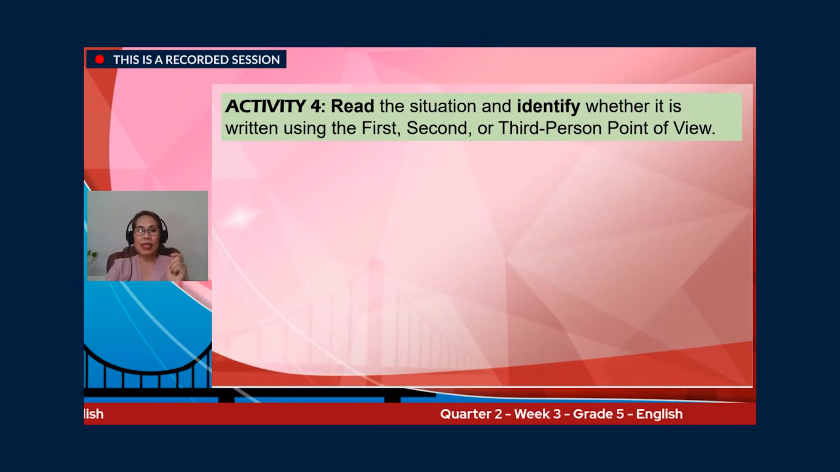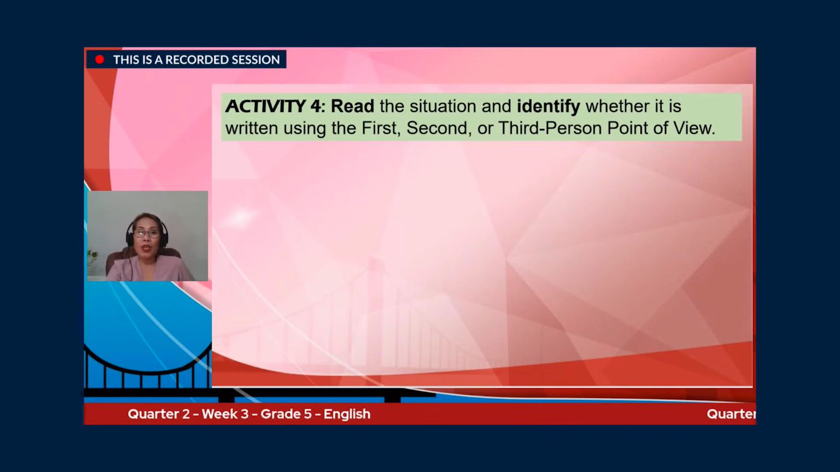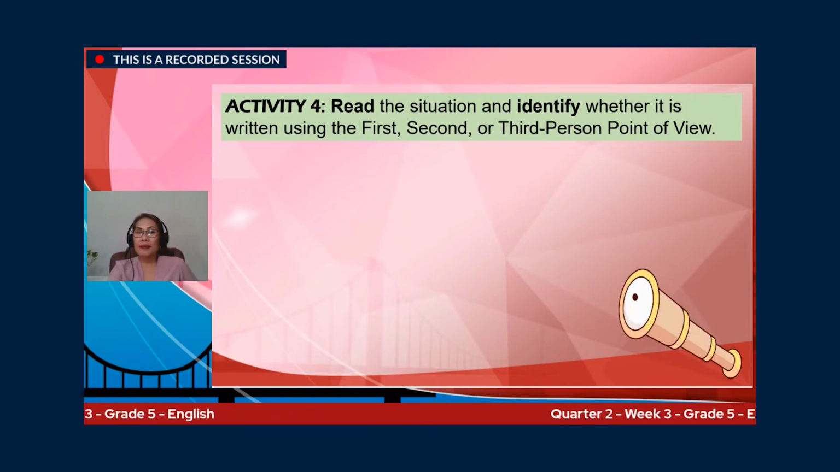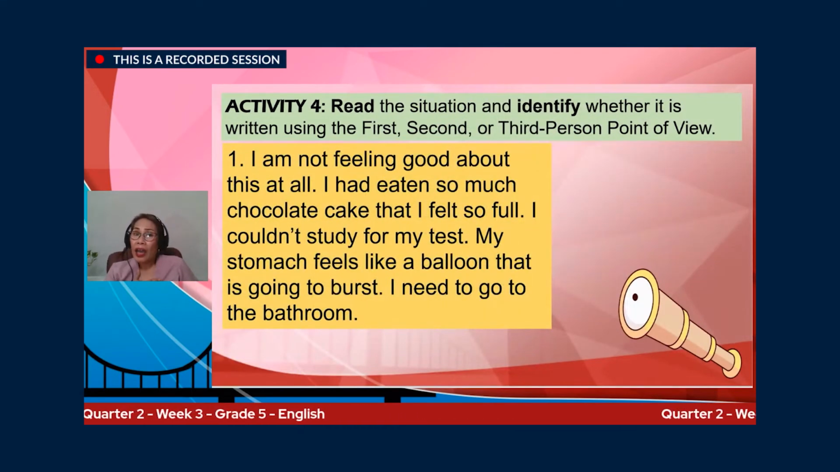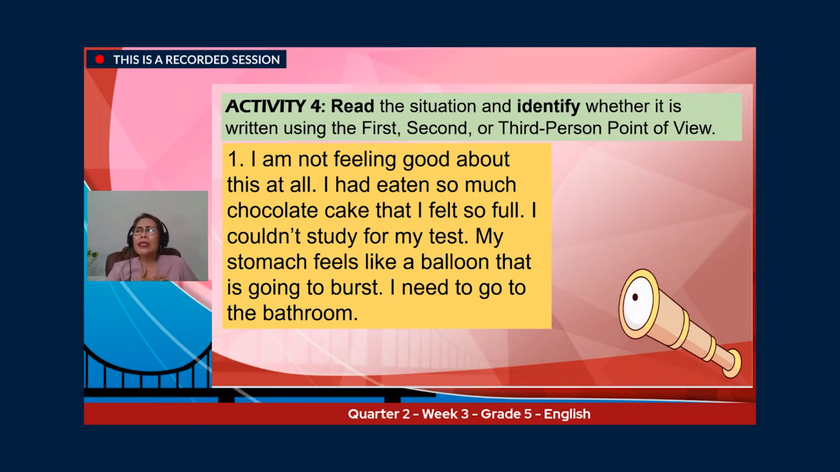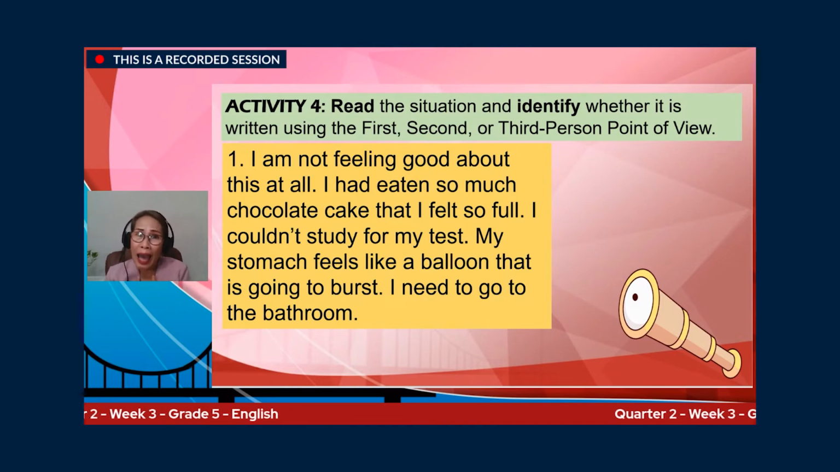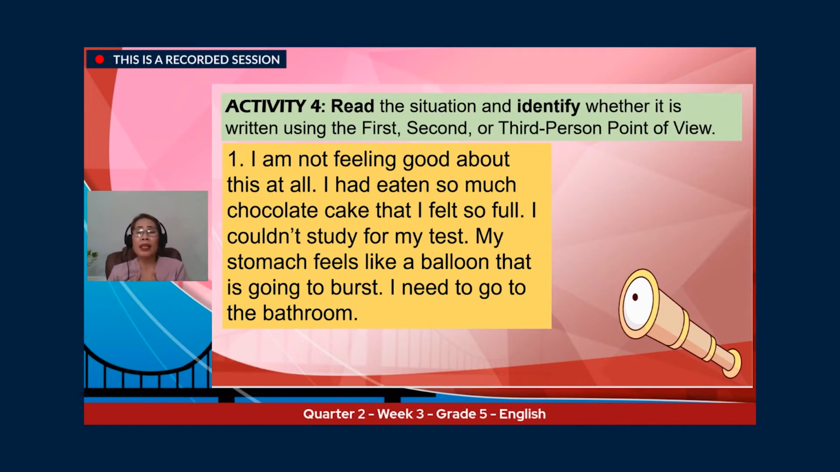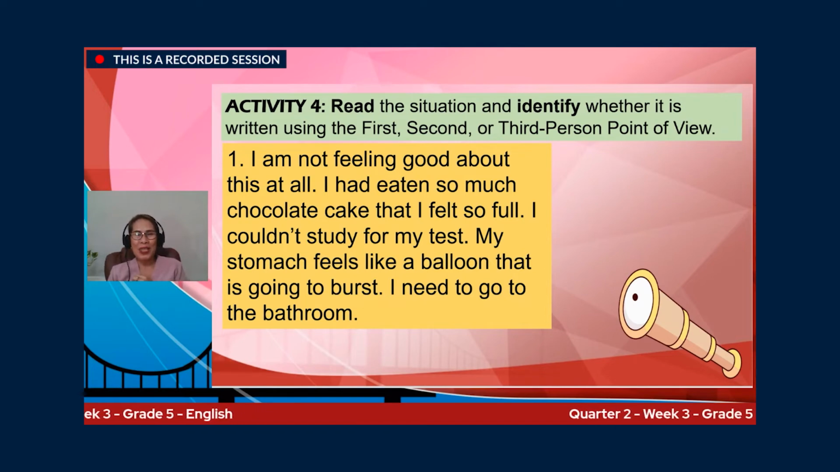Let's have this activity. Read the situation and identify whether it is written using the first, second, or third person point of view. Let's have the first sentence. I am not feeling good about this at all. I had eaten so much chocolate cake that I felt so full. I couldn't study for my test. My stomach feels like a balloon that is going to burst. I need to go to the bathroom.